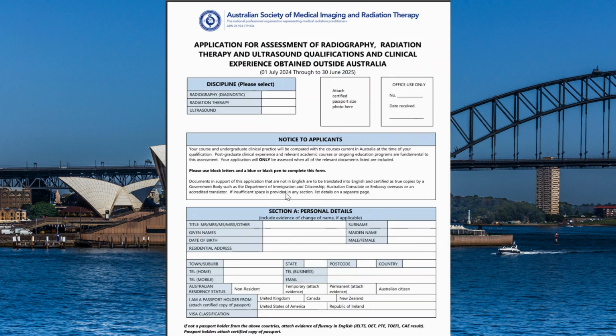Step 1. Section A. Personal details. Start by providing your personal details in Section A. This includes full name, contact information, and date of birth. A certified passport-sized photo. Evidence of any name changes, if applicable. If you're not from the UK, USA, Canada, New Zealand, or the Republic of Ireland, you must provide proof of English proficiency, for example, IELTS, OET, or TOEFL results.